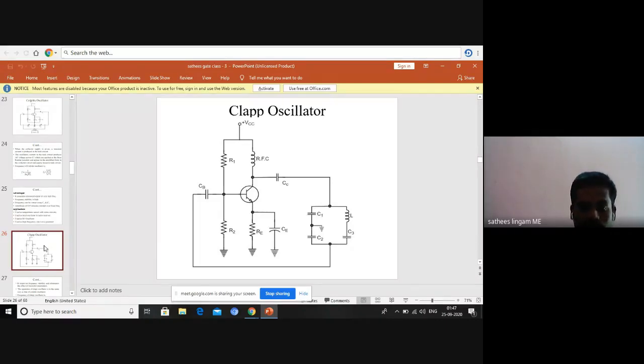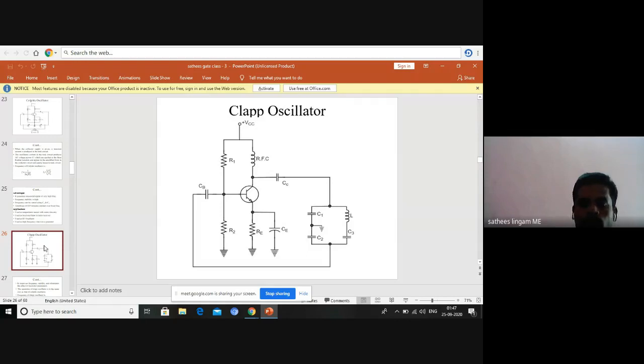Now the transformer creates a 180-degree phase shift, and the transistor creates another 180-degree phase shift. So totally it gives a 360-degree phase shift. That is the ultimate aim we should have. As usual, from our previous discussion, we receive the charging and discharging process: from the VC supply the capacitor gets charged and the inductor discharges. The process keeps repeating.